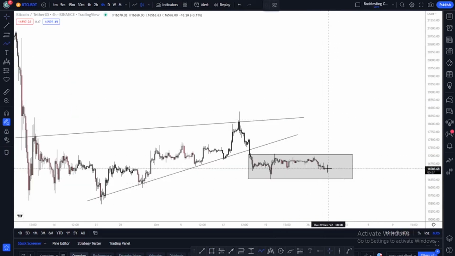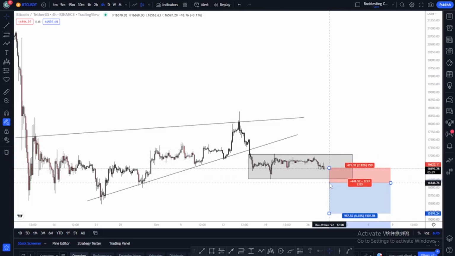Some might wait for the breakout of this consolidation to take a trade or to go in for sales back to the downside. Get me? So after a breakout of this box, or after there's a breakout candlestick from the box, some might go in for sales. Get me? It's all good.